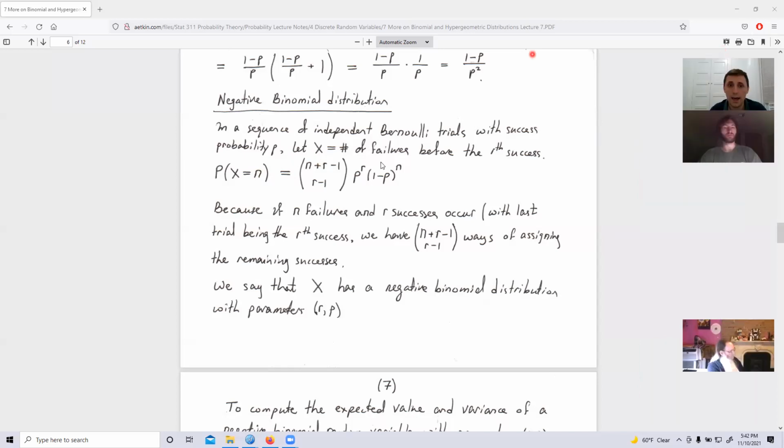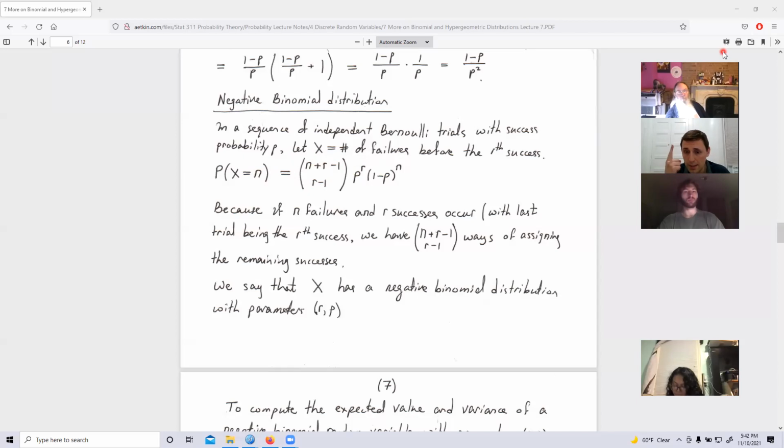So altogether, if X is equal to n, we had n failures, and we must have had r successes. So n plus r minus 1 choose r minus 1: the very last trial, the n plus r trial, was the last success. Among the n plus r minus 1 trials before it, there must have been additional r minus 1 successes. And then for each of these, the probability is clearly p to the r, because we have exactly r successes, and (1 minus p) to the power of n, because we had n failures. So this formula is clear, yes?